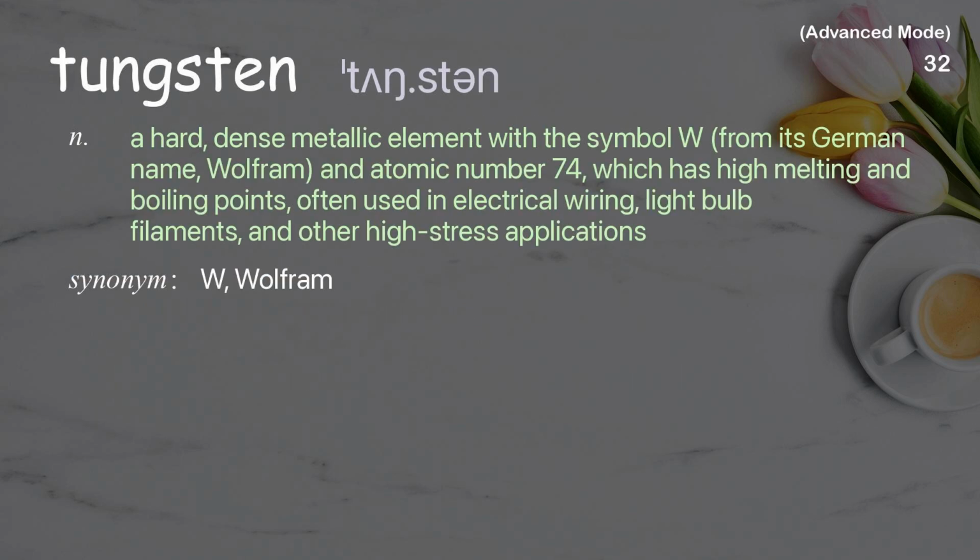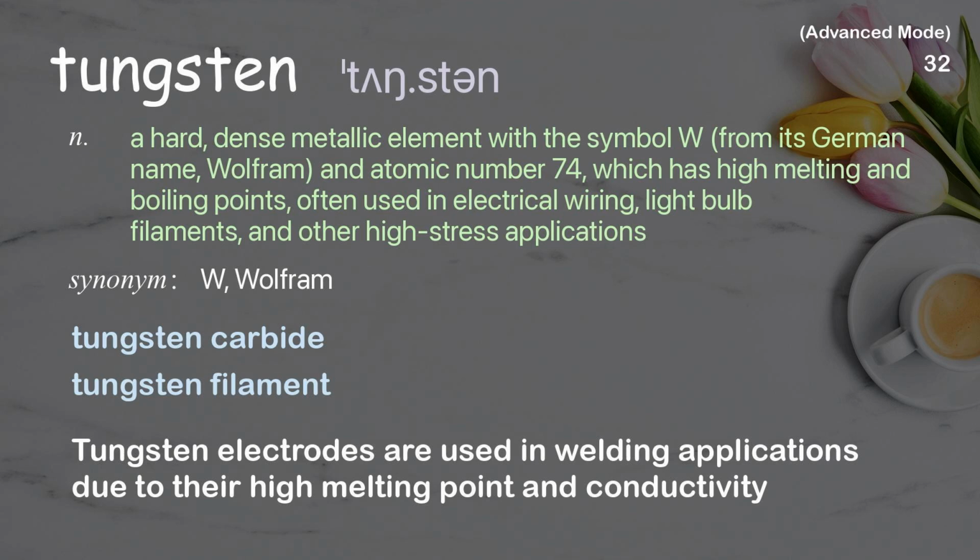Tungsten. A hard, dense metallic element with the symbol W, from its German name Wolfram, and atomic number 74, which has high melting and boiling points, often used in electrical wiring, light bulb filaments, and other high-stress applications. Examples: Tungsten carbide. Tungsten filament. Tungsten electrodes are used in welding applications due to their high melting point and conductivity.